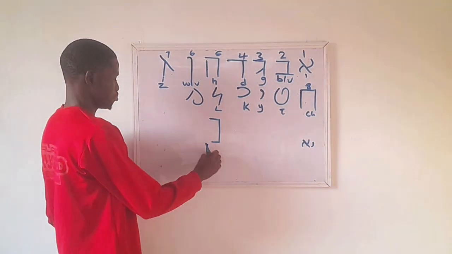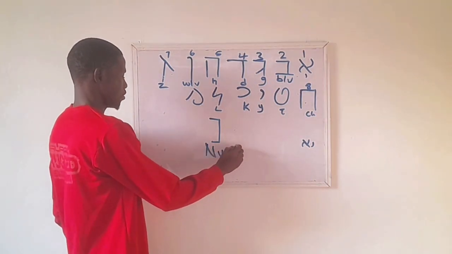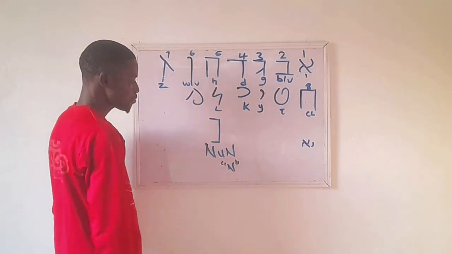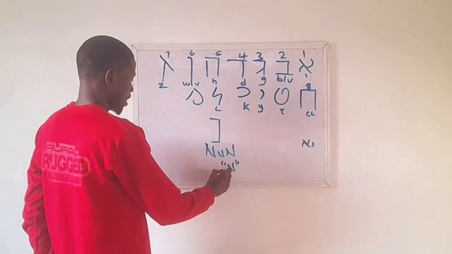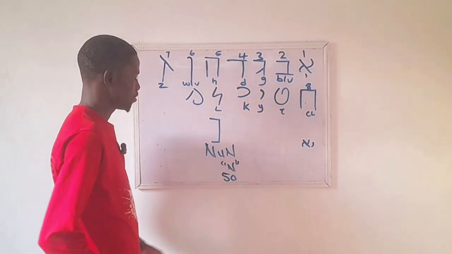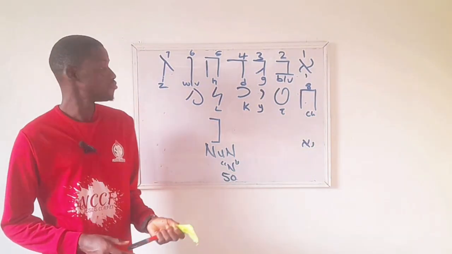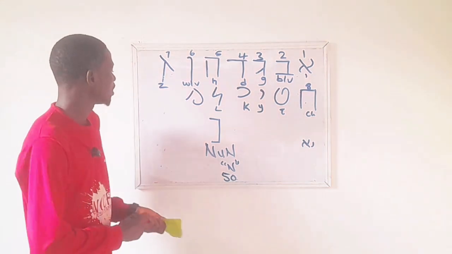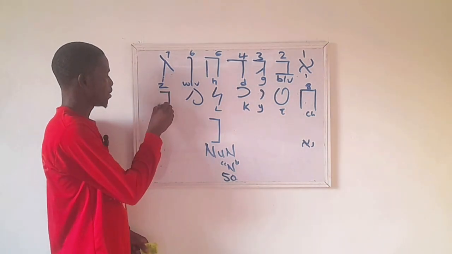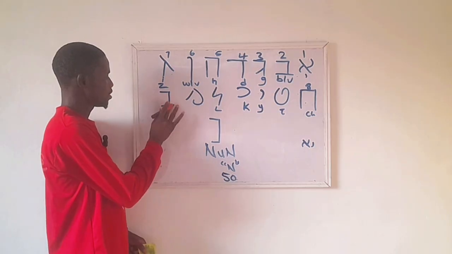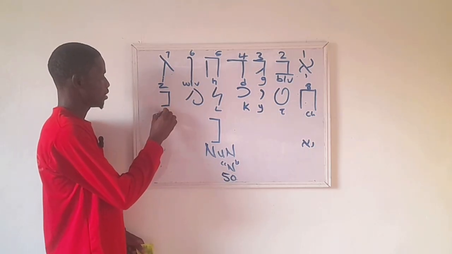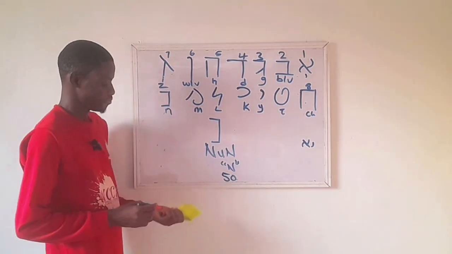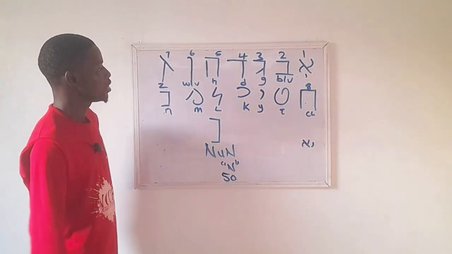Then we have Noon. That's letter N. All right, that's number 50. Noon. All right, so we're going to stop here today. This is N, and this is M. So can we go again now?